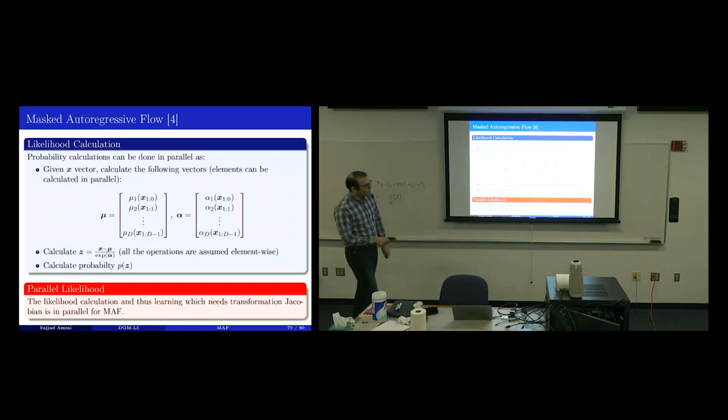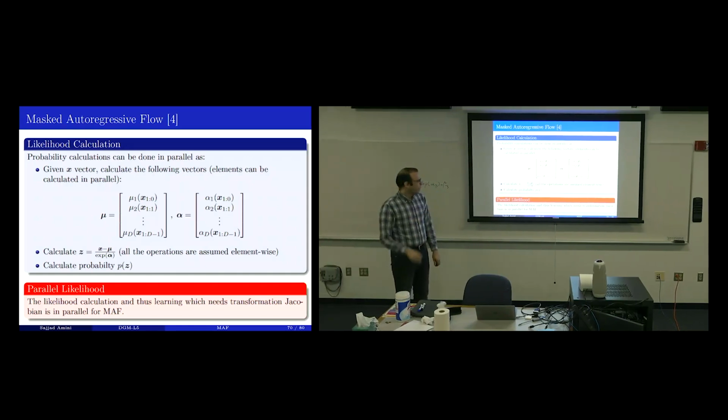The likelihood calculation, and thus learning, which needs the transformation and Jacobian, is in parallel for MAF. So the likelihood calculation is fast in contrast to the generation. Any question?